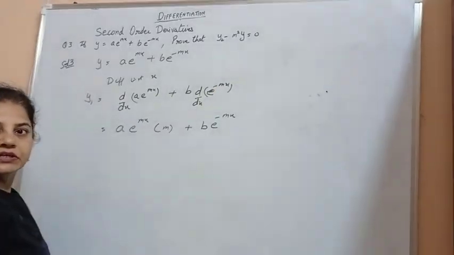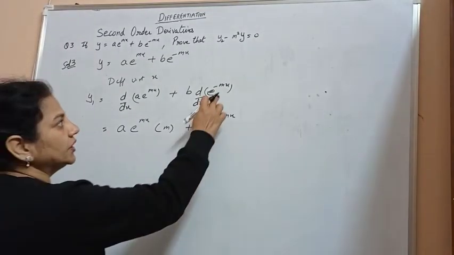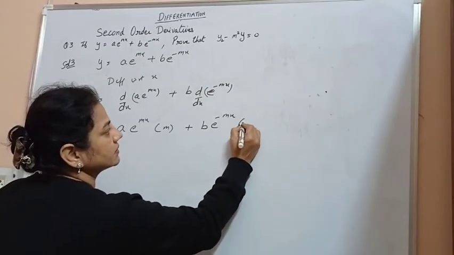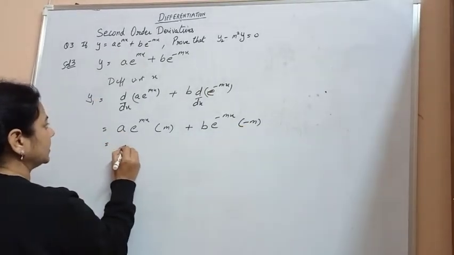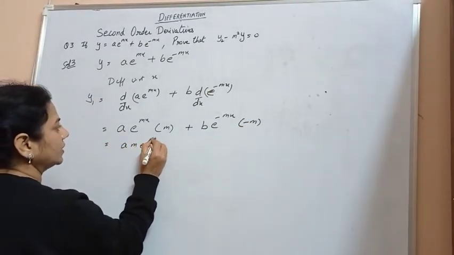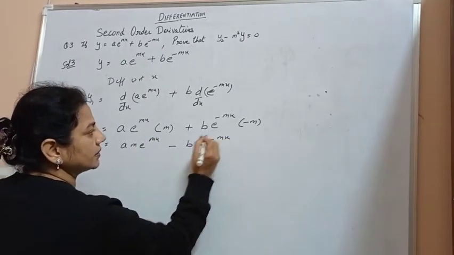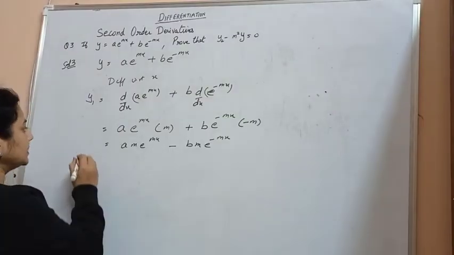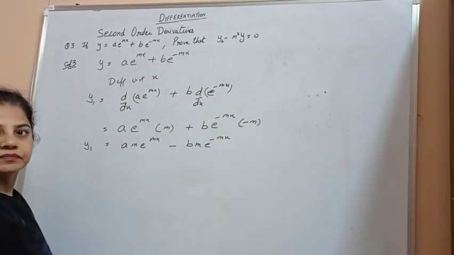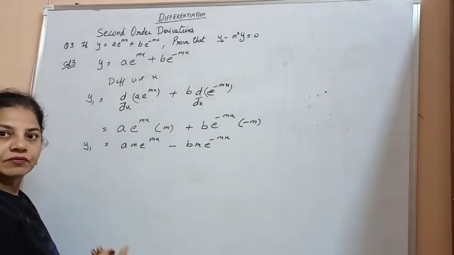The derivative of the exponential function is the exponential function itself, times the derivative of minus mx, which is minus m. So I get a m e to the power mx minus b m e to the power minus mx. This is my first derivative. I will calculate the second derivative.